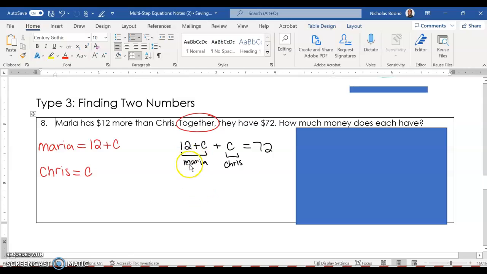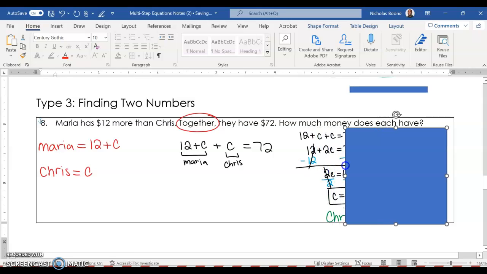So we have Maria's amount, which is 12 plus C, plus Chris's amount, which is just C. And all of that needs to be equal to 72. And so now once you set up an equation, then you're simply going to solve it as we've been doing before. So as we solve this equation, let me show you what I was able to get.